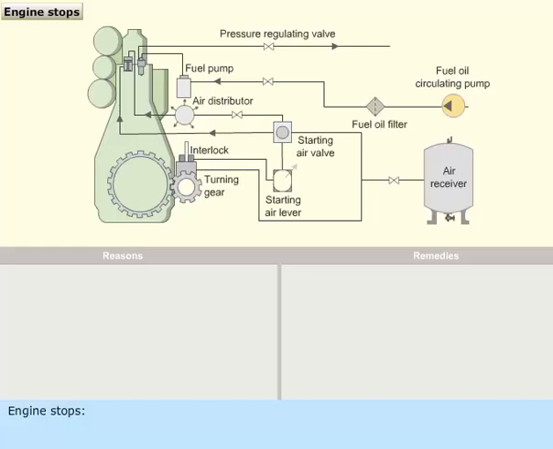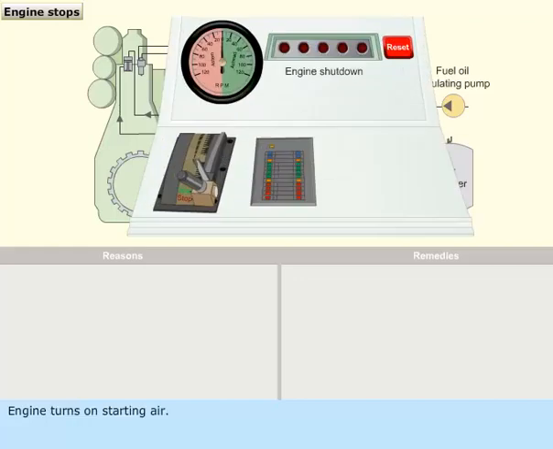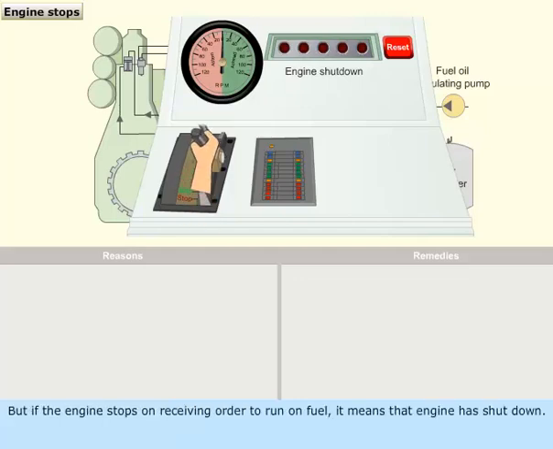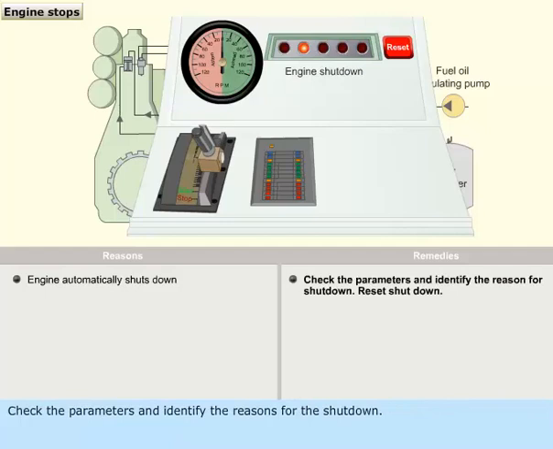Engine stops. Engine turns on starting air. But if the engine stops on receiving order to run on fuel, it means that engine has shut down. Check the parameters and identify the reasons for the shutdown. Rectify and reset shutdown.